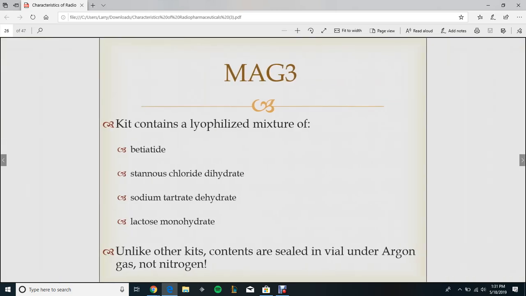MAG3. The kit contains a lyophilized mixture of betiatide, stannous chloride dihydrate, sodium tartrate dihydrate, and lactose monohydrate. Unlike other kits, contents are sealed in a vial under argon gas, not nitrogen.